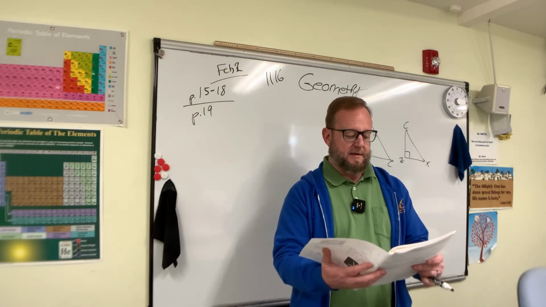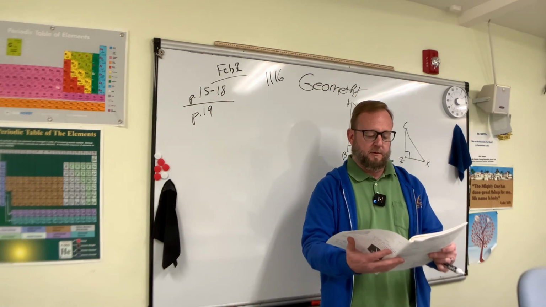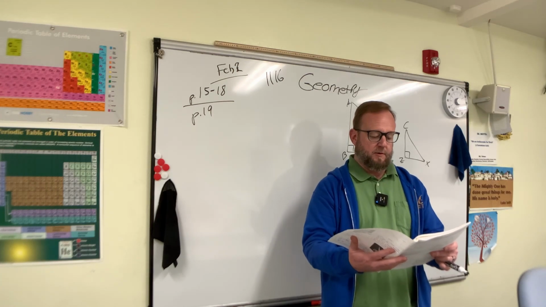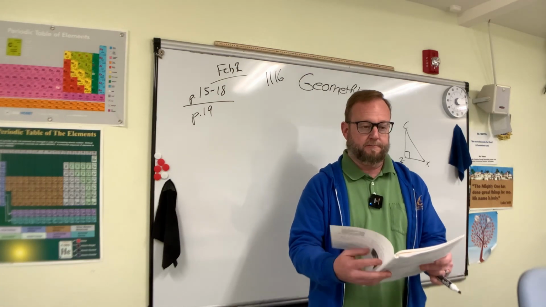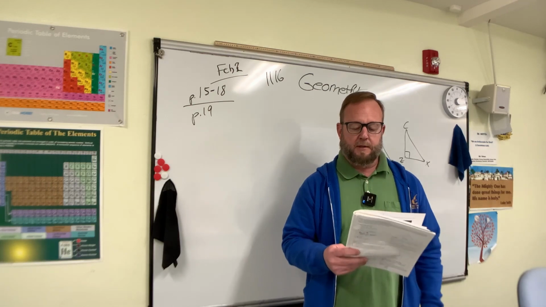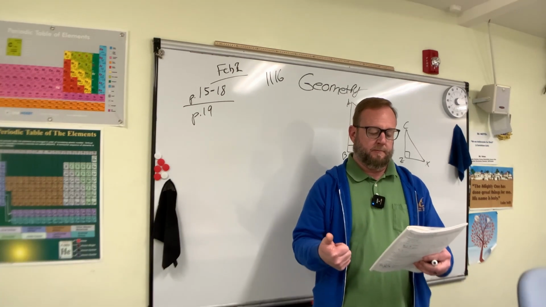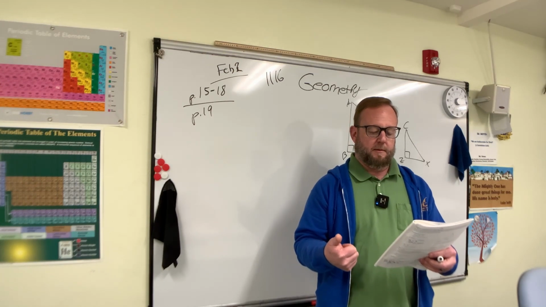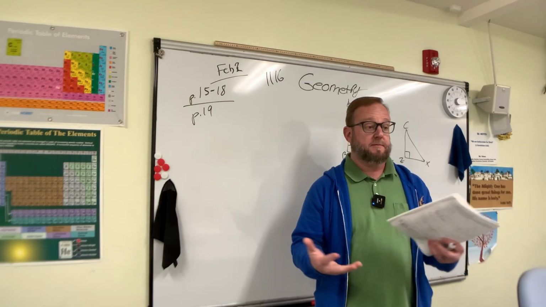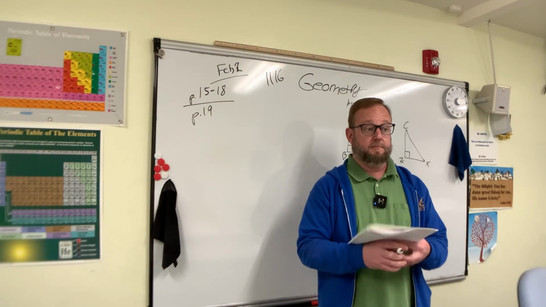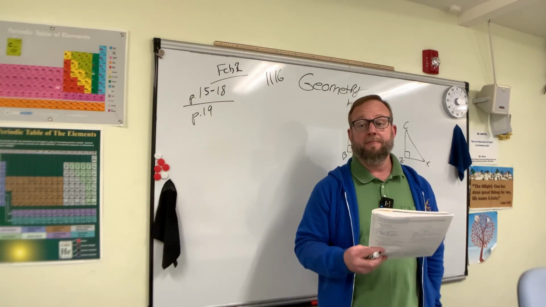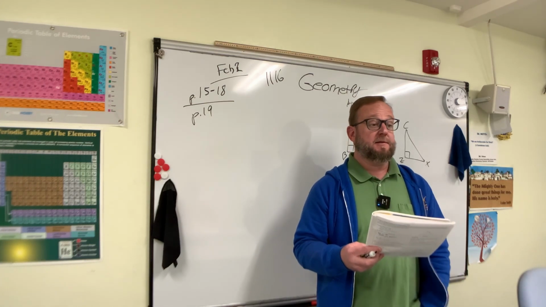Those are polygons that have their corresponding angles congruent and the lengths of their corresponding sides proportional. So that means we're going to need to prove corresponding angles congruent, sides proportional, those pieces. Any guesses on how to get started?